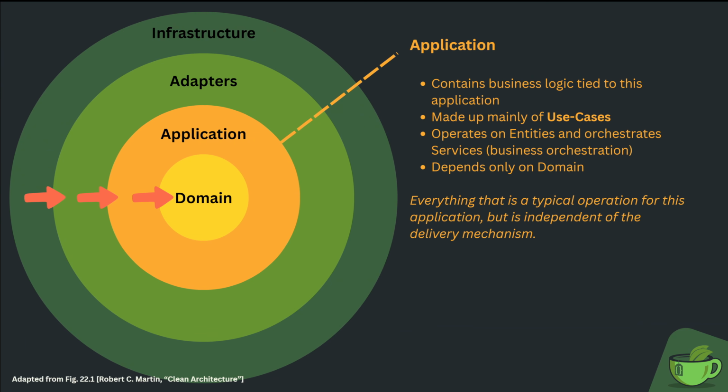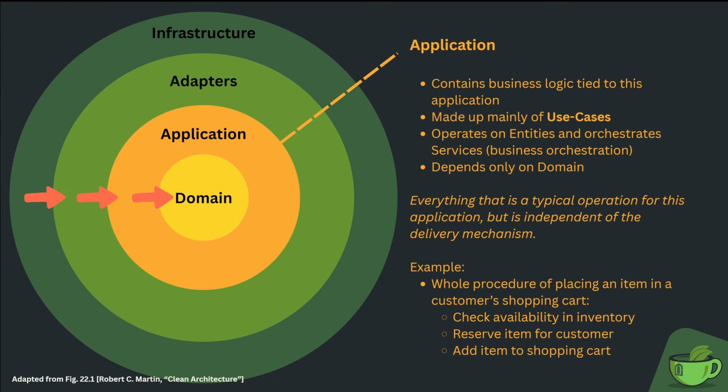In our e-commerce example, a use case could be the whole procedure of placing an item in a customer's shopping cart, which includes first checking the item's availability in the inventory, then reserving the item, and finally adding it to the shopping cart. Note that the individual actions in this use case are services provided by the domain layer, but the overall process is specific to this application.